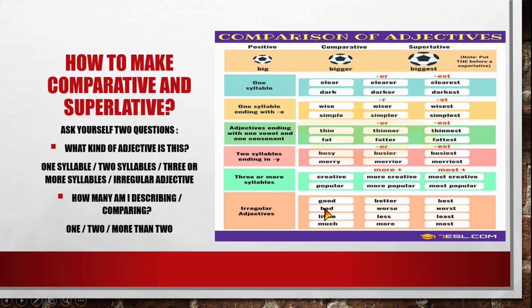So now you know, by these two questions here, what kind of adjective is it and how many are we comparing or describing. If we're comparing between two, it would be worse. If we're comparing between more than two, it would be worst.